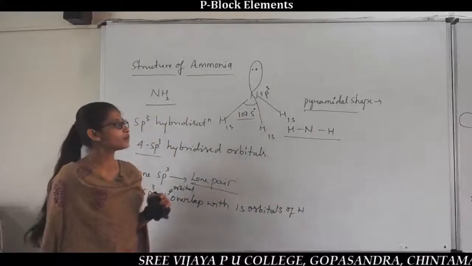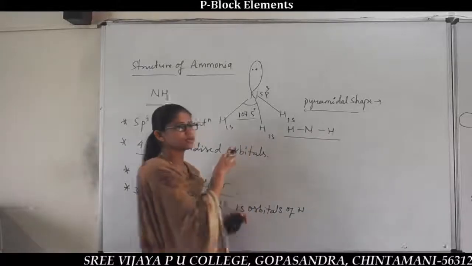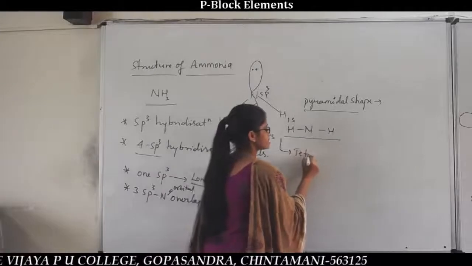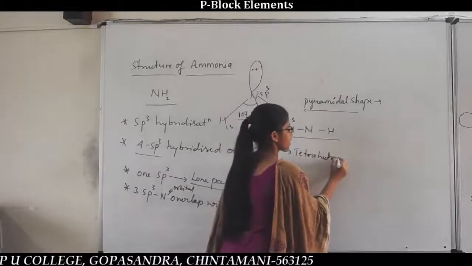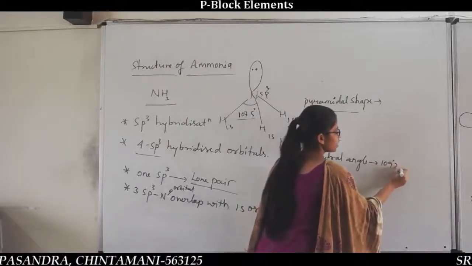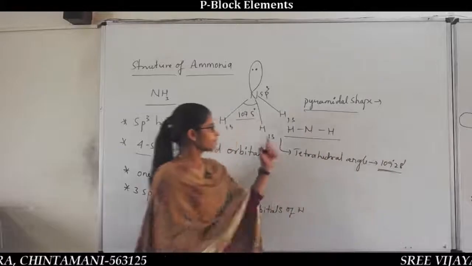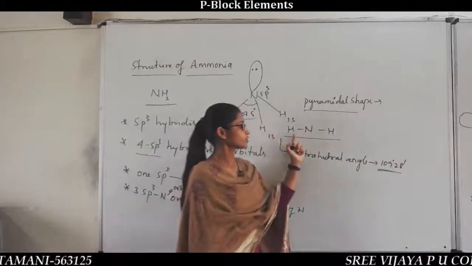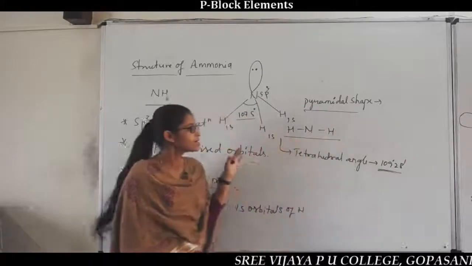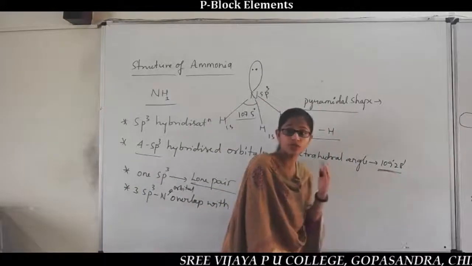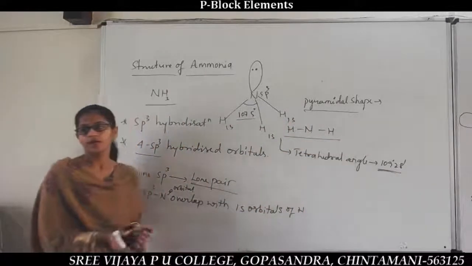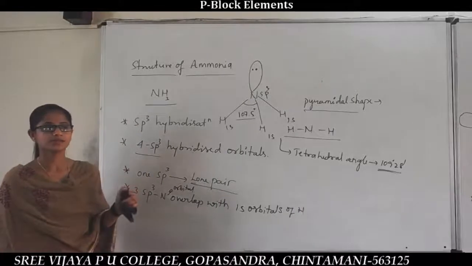This is almost close to the standard angle we call tetrahedral. For the tetrahedral, the bond angle is 109 degrees 28 minutes, right? In the case of ammonia, the angle is nearest to the standard tetrahedral angle of 109 degrees 28 minutes. So based on this, it is very important.